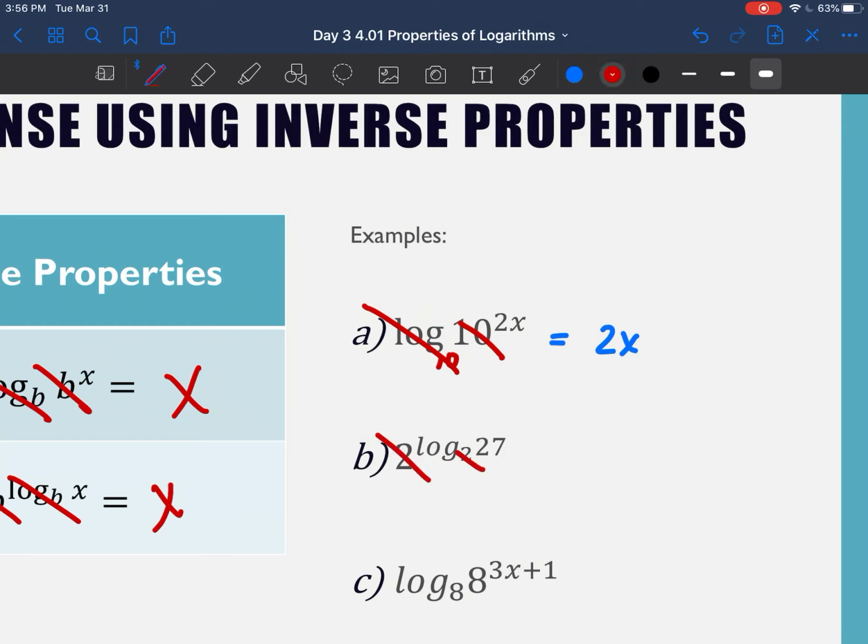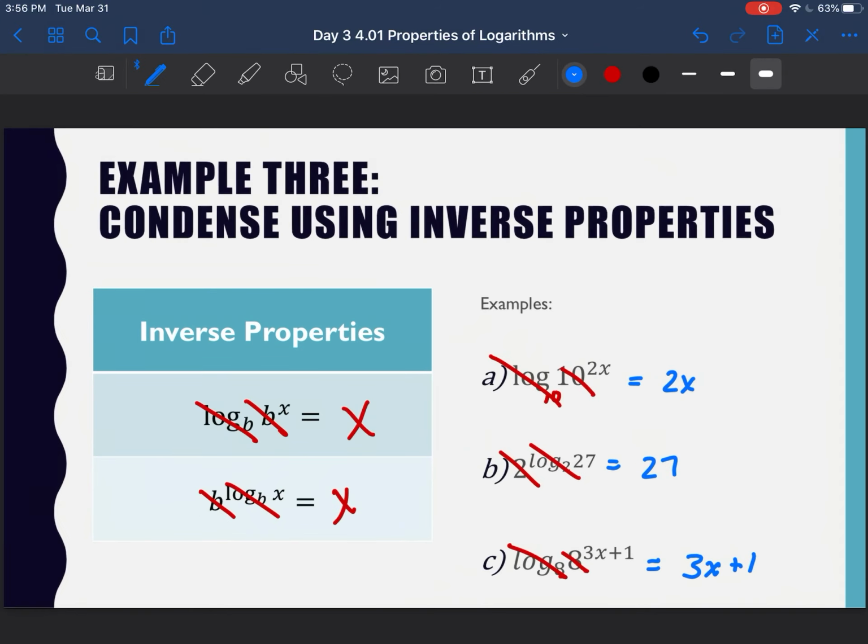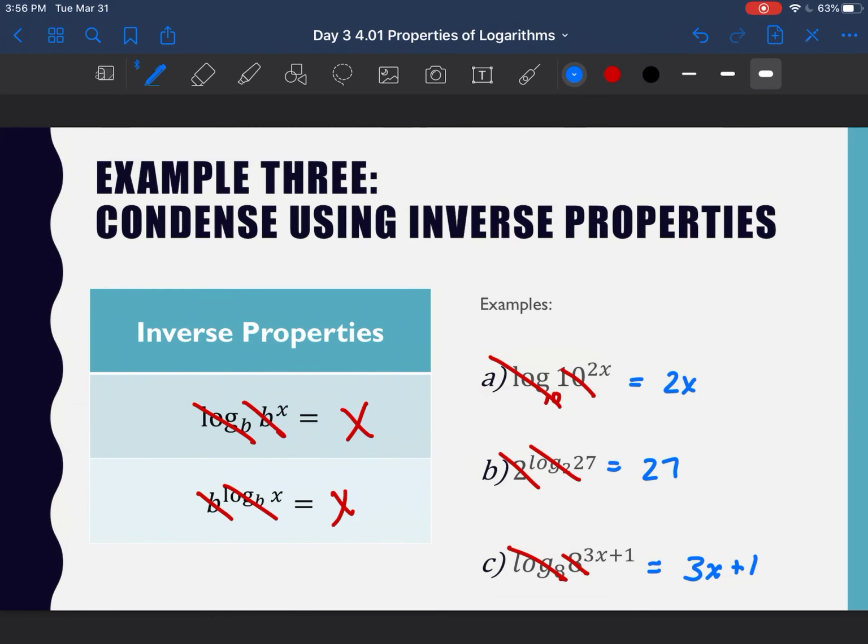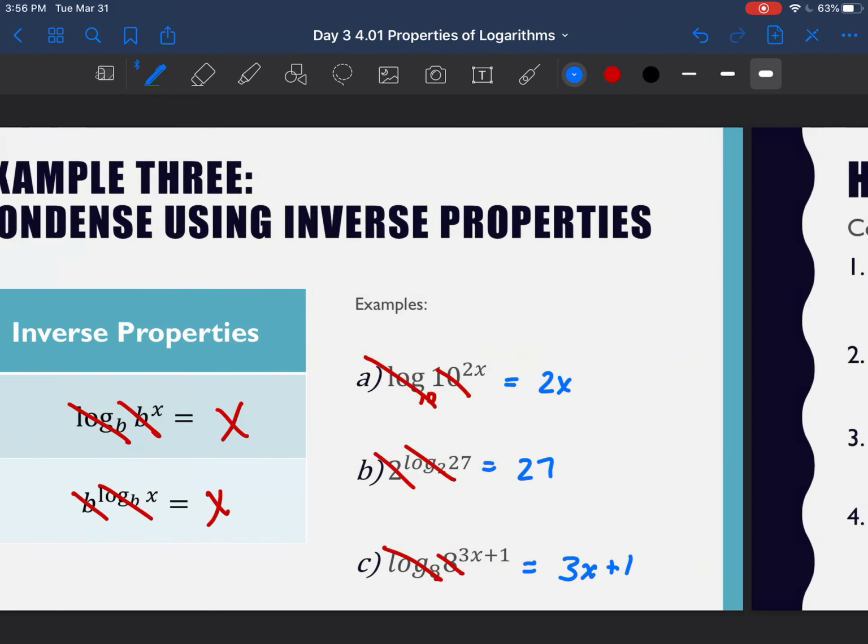On the next one, super easy. The 2 matches the log base 2. So that means your answer is just the 27. And last one, same thing. Logarithm has the 8, and you have the 8 here, so they cancel. So your final answer is 3x plus 1. So inverse property can be useful. You can just cancel everything out really easy.